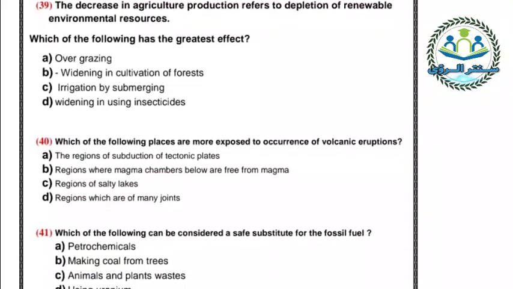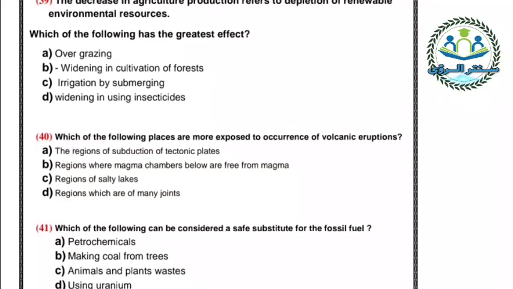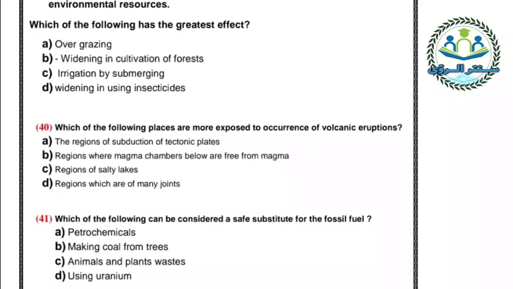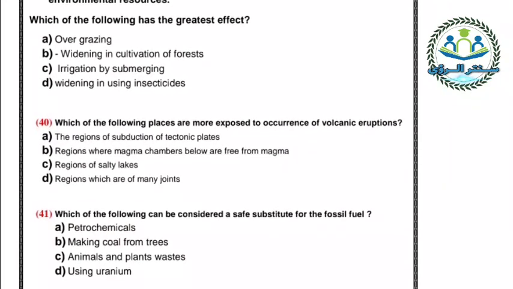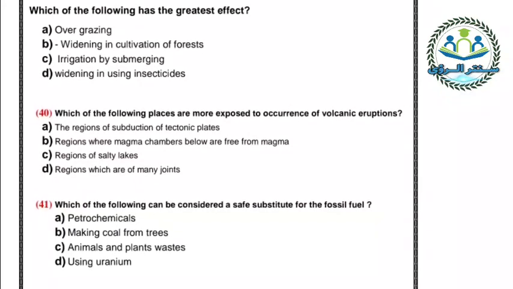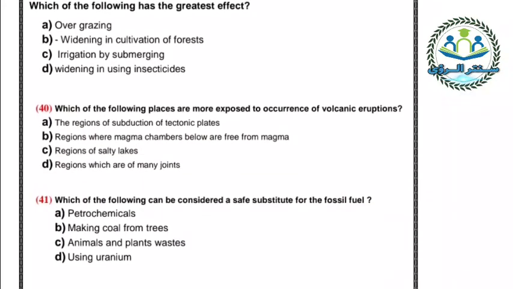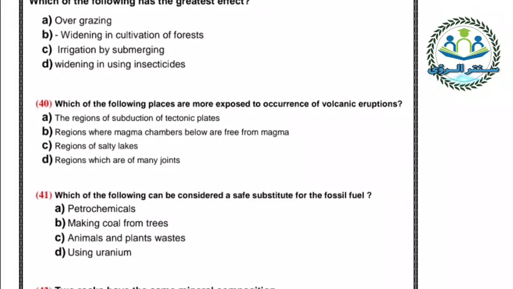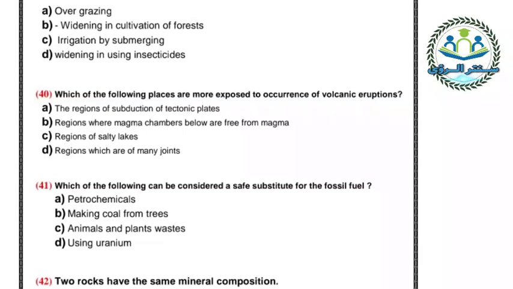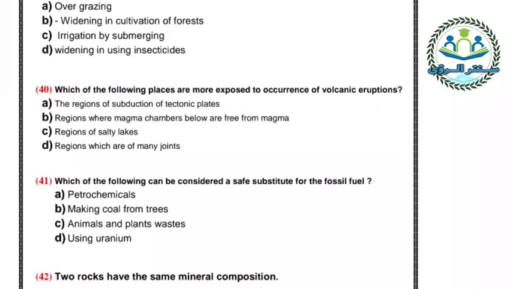40. Which of the following places are more exposed to occurrence of volcanic eruptions? A. The regions of subduction of tectonic plates. B. Regions where magma chambers below are free from magma. C. Regions of salty lakes. D. Regions which are of many joints.